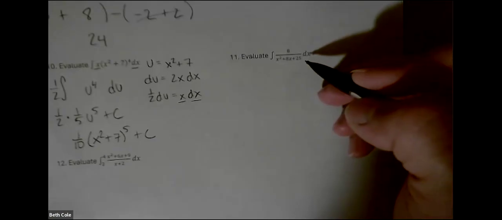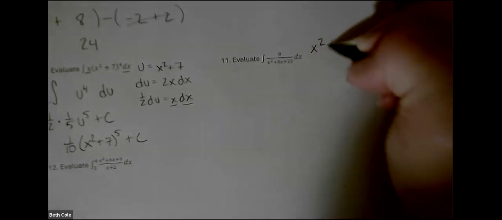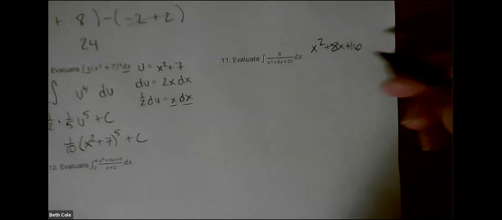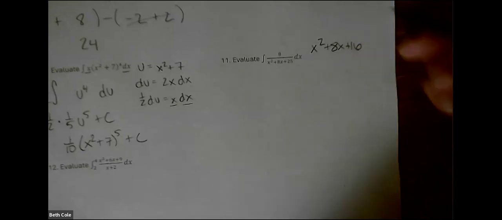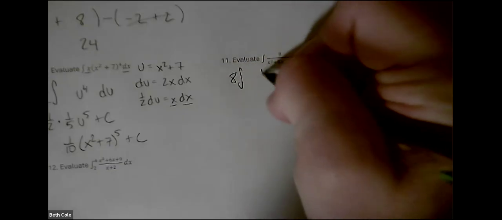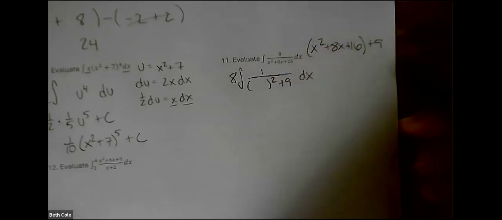For this one, I need to complete the square. So off to the side, in the margin, I'm going to write my x squared plus 8x. You divide by 2 and square. So 8 divided by 2 is 4, squared is 16. I'm going to give that a hug. And 16 plus 9 gives me 25. They're both going to be perfect squares, if that helps at all. Also, I'm going to take the 8 and put it out front. It's going to be 1 over something squared plus 9, and then my dx at the end.